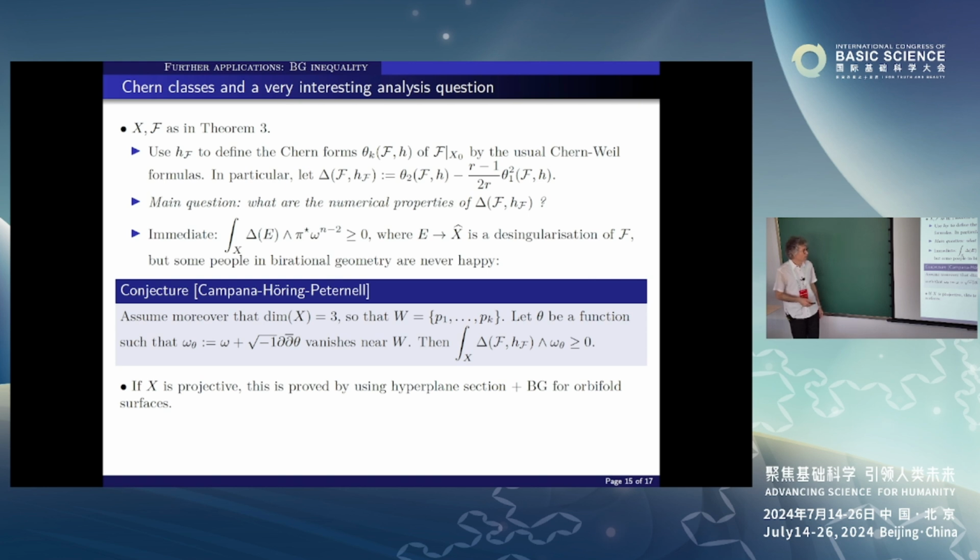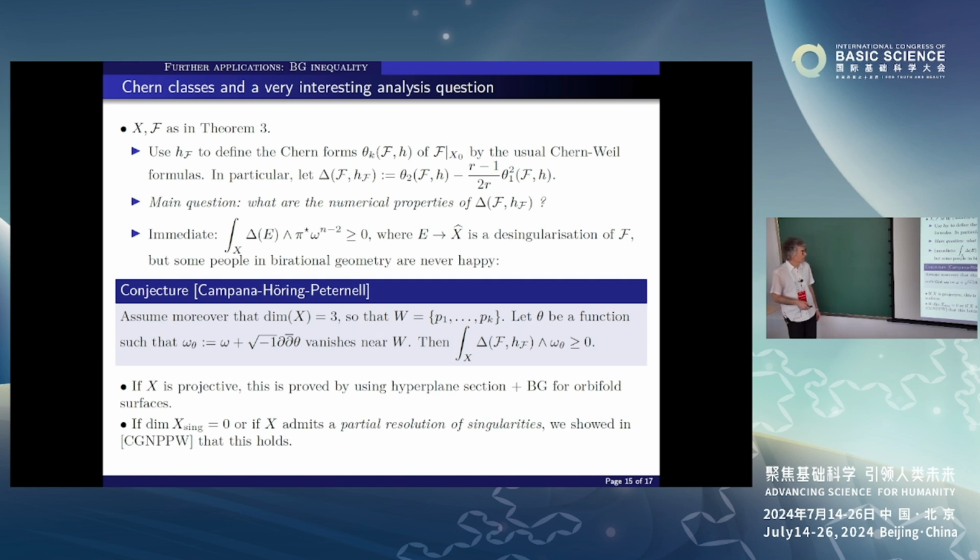Now, if X is projective, how do people prove this? Well, like I said, here we have a finite set of points. So if we take a generic complete intersection, then we end up with a surface which only has quotient singularities. Quotient singularities, we know how to deal with them. So in the projective case, hyperplane section is a very useful and important technique. And then this inequality is the analog of Kobayashi-Lübke in the quotient singularity case.